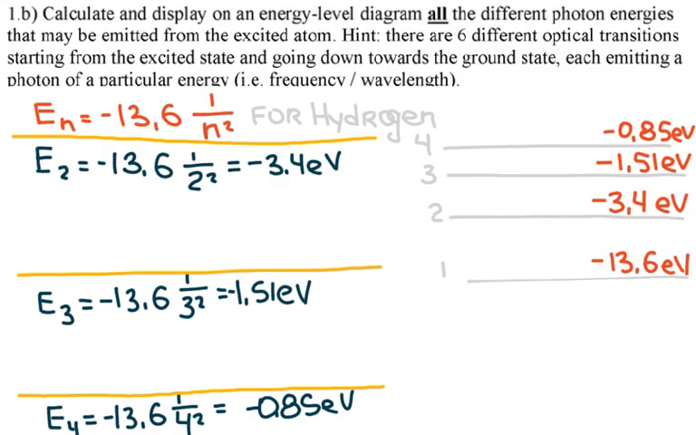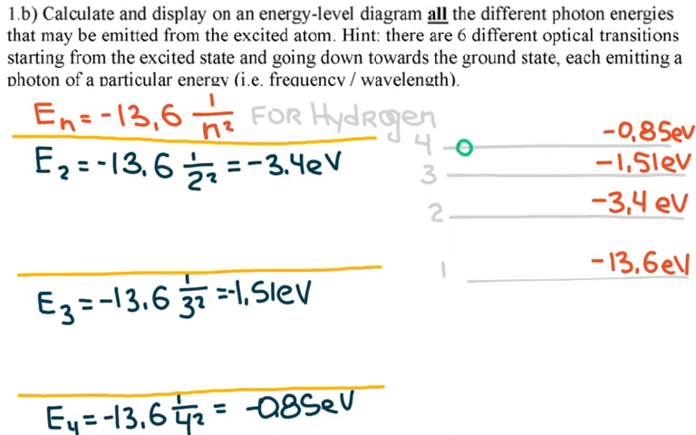In this part of the question, they ask, calculate and display on an energy level diagram all the different photon energies that may be emitted from the excited atom. And a hint: there are 6 different optical transitions going from the excited state down toward the ground state. Each emits a photon of a particular energy. So I'm going to show you the possibilities of what could happen.